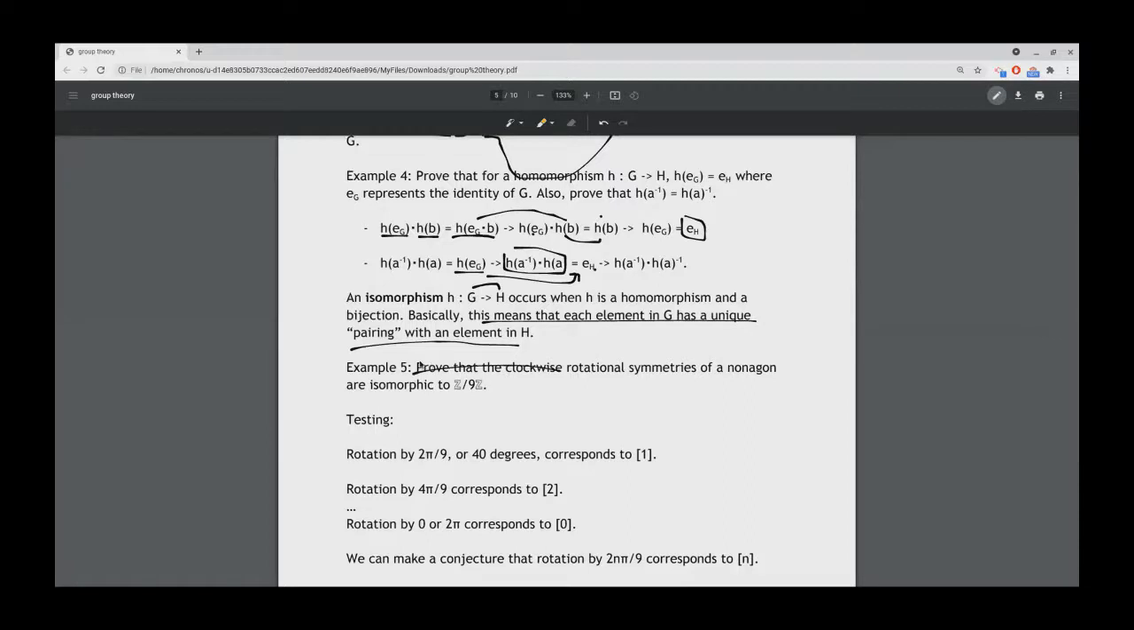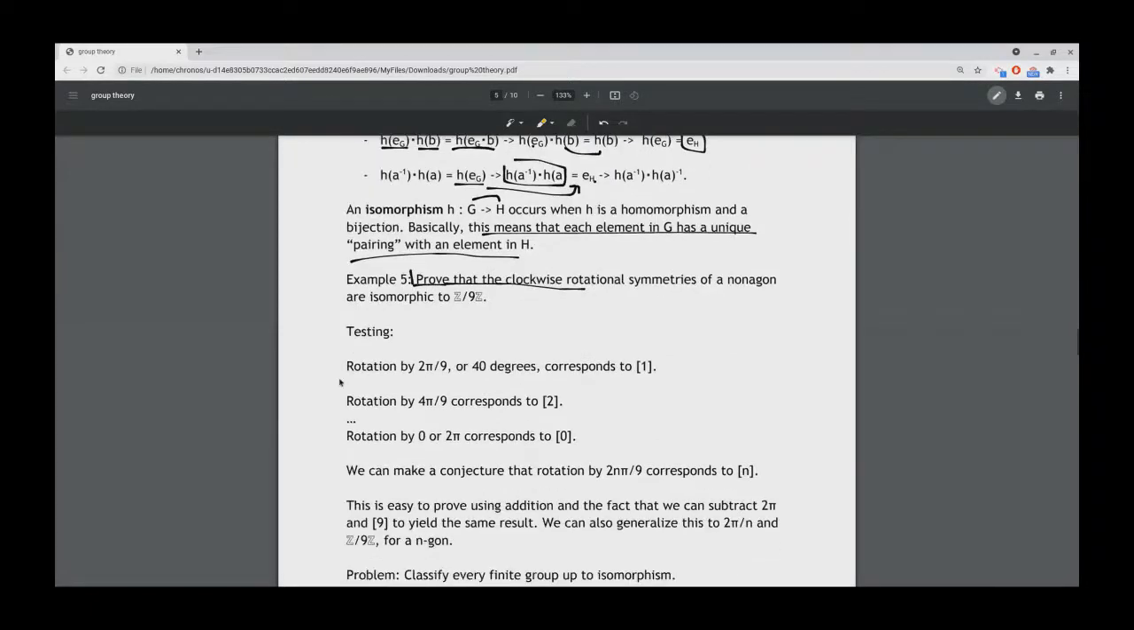Some people just treat two isomorphic groups as the same group. And they pretty much are, except for maybe a few technicalities and just the name of the groups. So prove that the clockwise rotational symmetries of a nonagon are isomorphic to Z over 9Z.